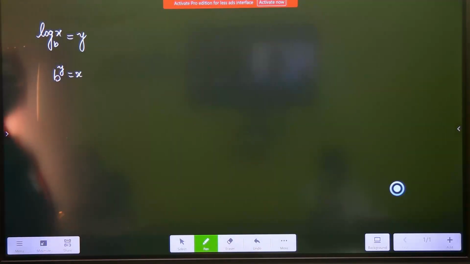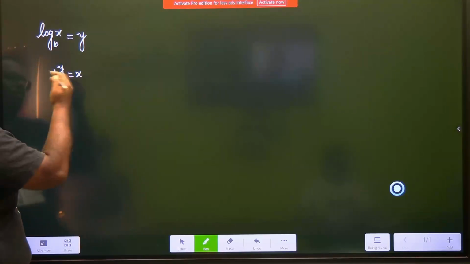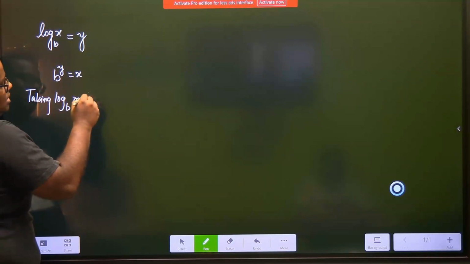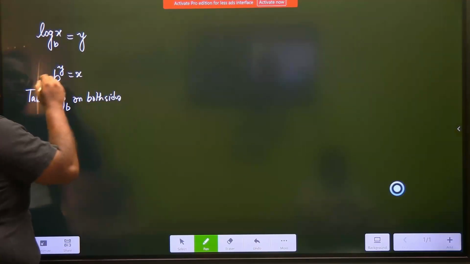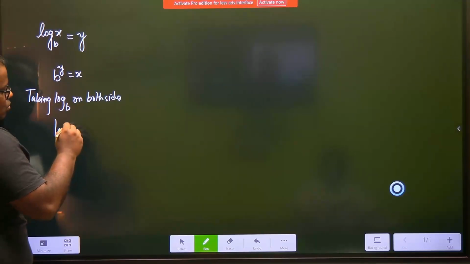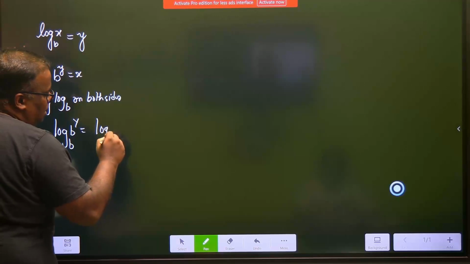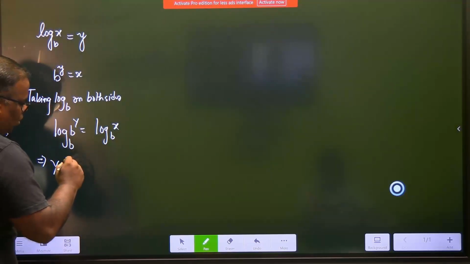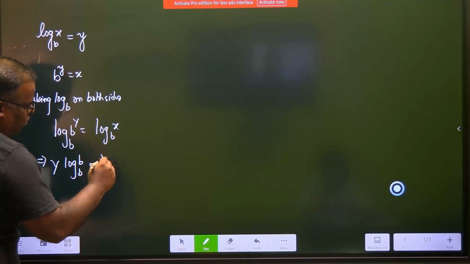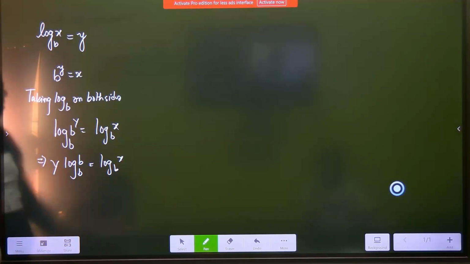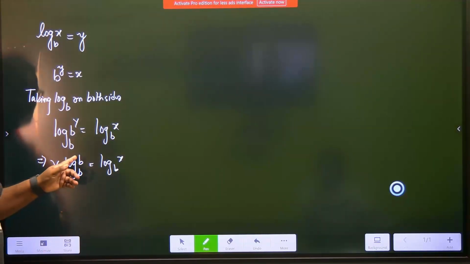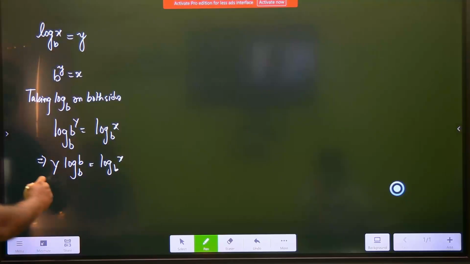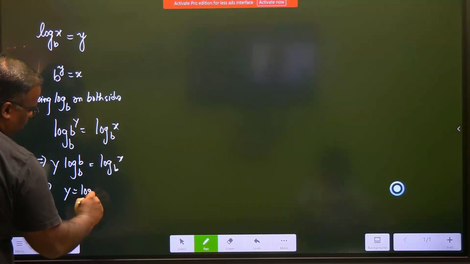Do you understand? Now, from the basic statement, let's take log to base b on both sides. It becomes log base b of b to the power y is equal to log base b of x. Correct? And this is always y times log base b of b, which equals log base b of x. Now log of b to base b will always be 1, because 1 is the exponent: b to the power 1 is b always. Yes or no? So you get back to y is equal to log of x to base b.